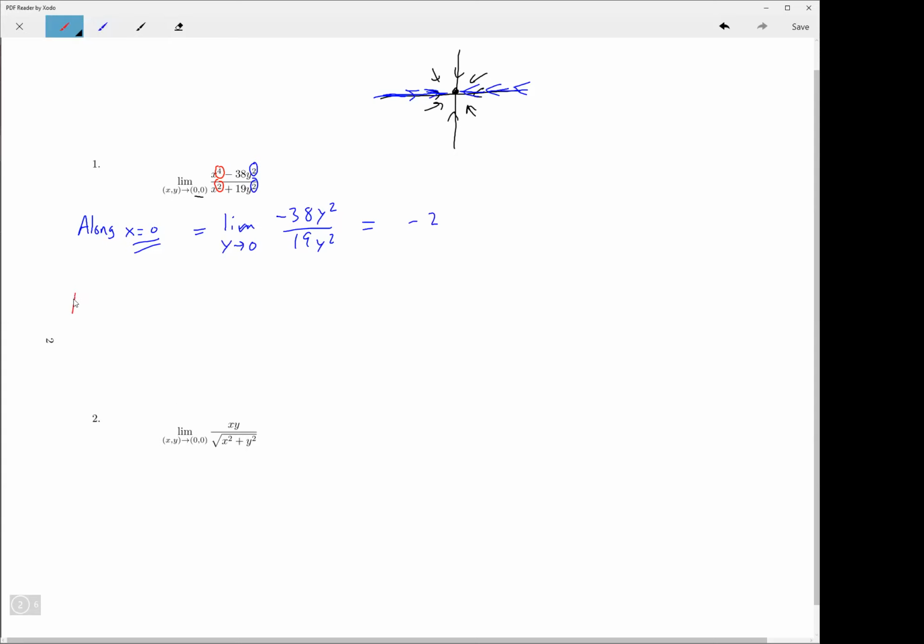Then we go along the other path. Okay, and then that's coming along here. So this path's along there. Okay, so here you set x equal to 0. No, I'm sorry, I meant y equals. Oh man, I totally messed this up.